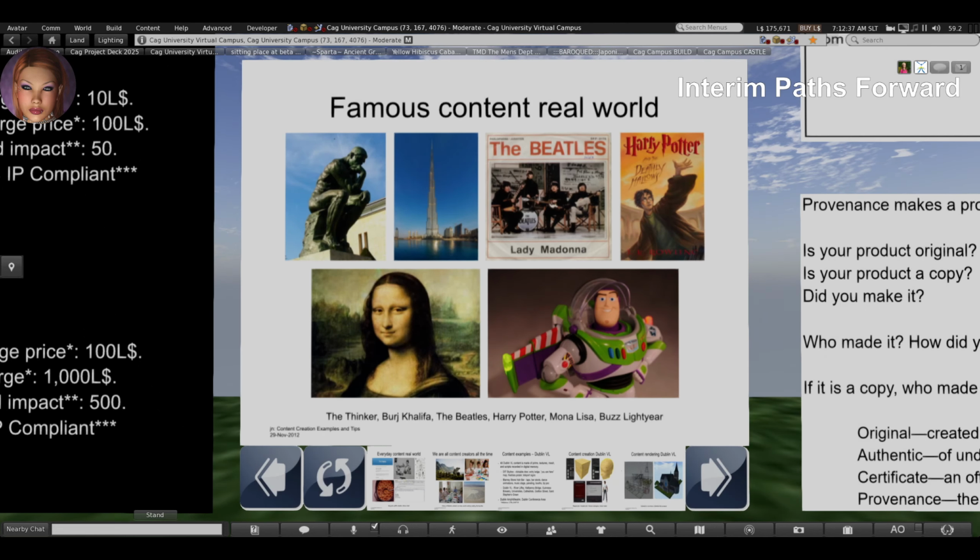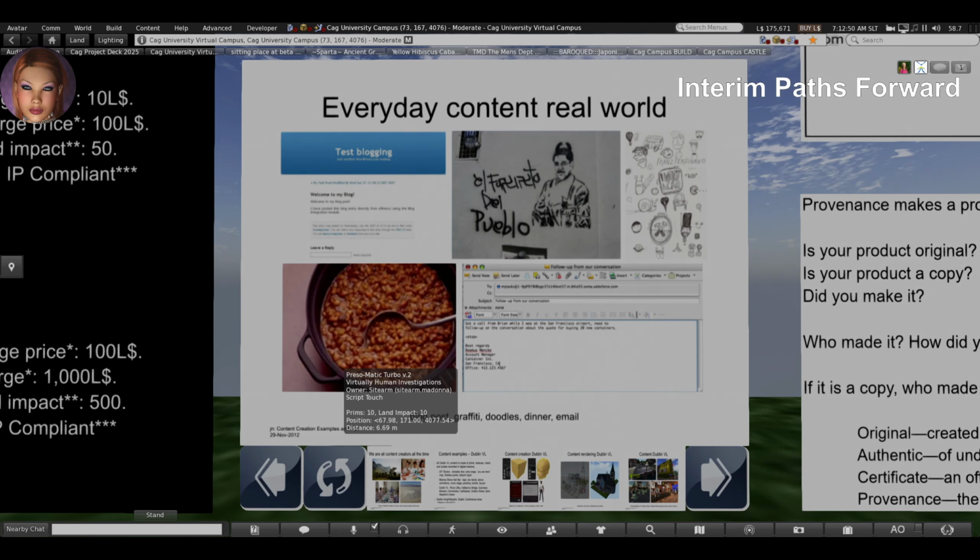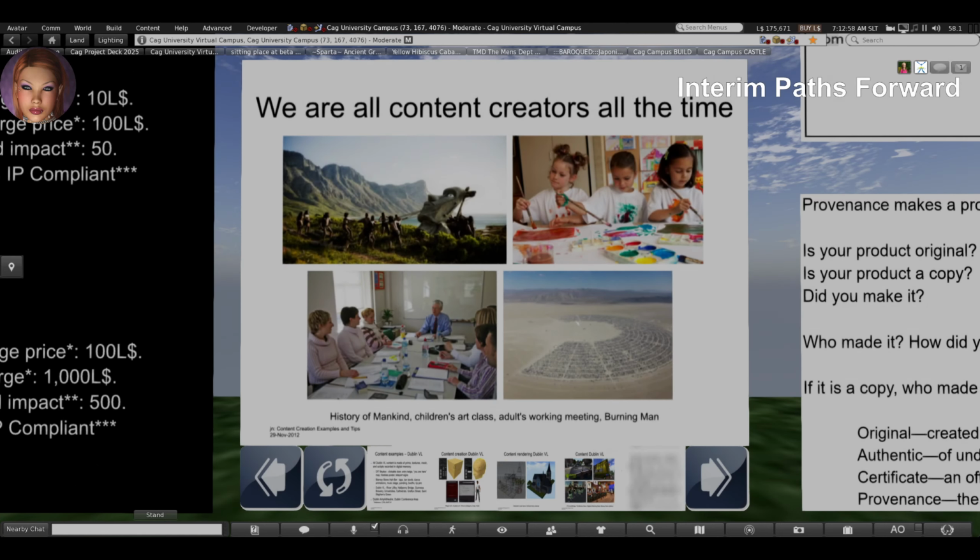This is some famous content in the real world: the Mona Lisa, the Statue of the Thinker, Harry Potter, Buzz Lightyear. And these are things that happen every day. Cooking some beans in your restaurant, making a blog post or an Instagram post, simply drawing in a notebook, or again, posting or writing something. The point is, we are all content creators all the time.